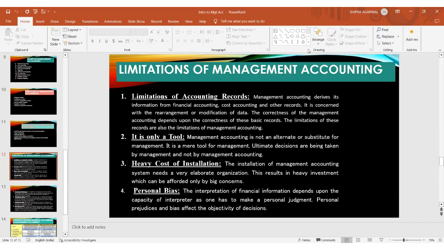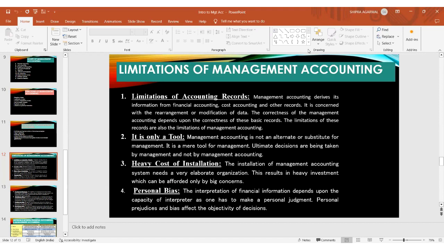Thirdly, it has a heavy cost of installation. As I told you, the bigger organizations have a proper structured department for management accounting. And if you have this proper structured department, then that means it has a heavy cost of installation, because the people who will be actually taking the decisions are experts in their field, right? And if you are hiring experts, then certainly their salary, their remuneration, everything will involve a huge amount of cost.